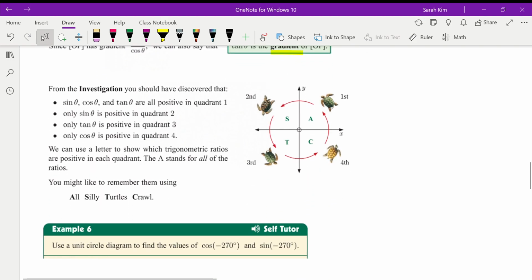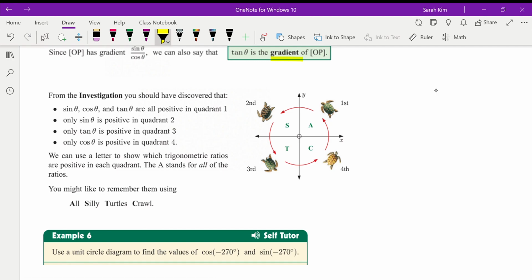Something you might have also learned is this acronym that we use. I use South Australian Tennis Club, which is a little bit of a different order, but what you might want to use is All Silly Turtles Crawl, because then you are used to going in the same order as the first, second, third, and fourth quadrant. So you go All Silly Turtles Crawl. So try to remember the acronym, and it might help you remember which one's positive in which quadrant.